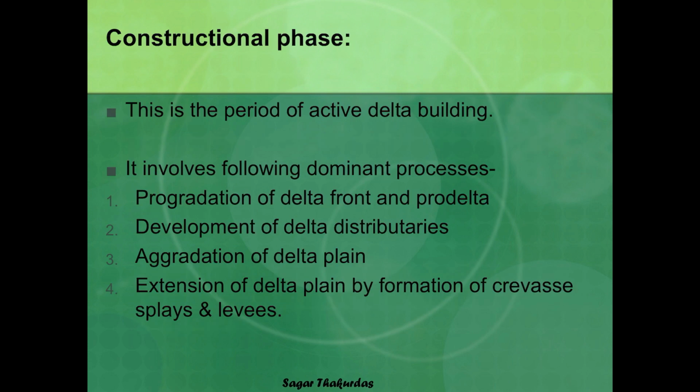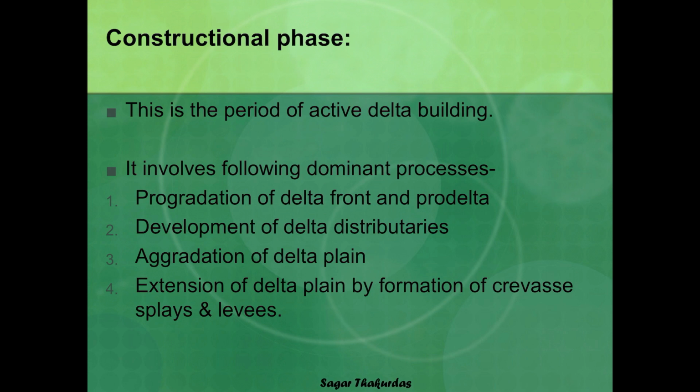Now see what are the characters of the constructional phase. This constructional phase or period is also a phase of active delta building, where the delta is prograding towards the seaward side, that is, the lateral movement is dominant, the river is dominant, and there are two major processes: progradation of delta front and pro-delta, and agradation of delta plane. Progradation means lateral or sideways movement of deltaic sand towards the sea, and agradation is nothing but vertical accumulation.